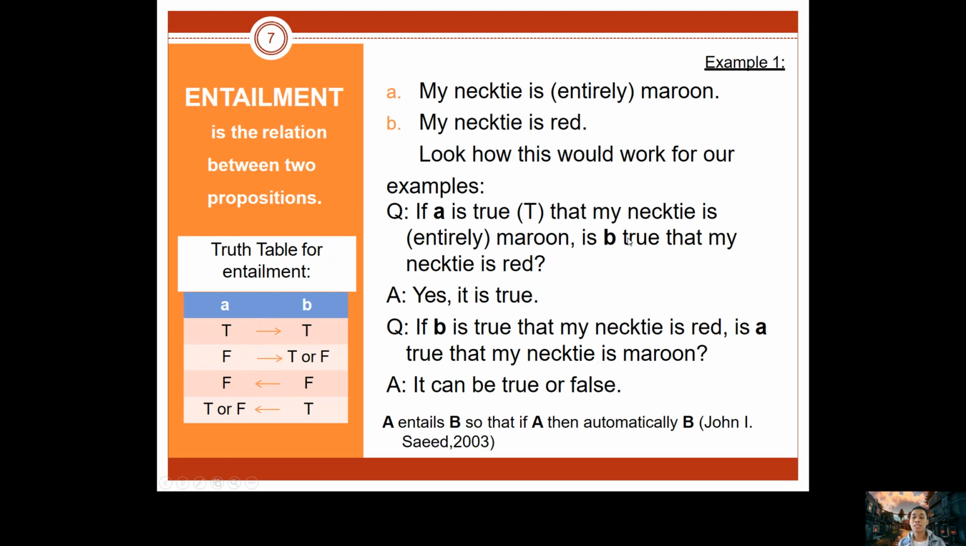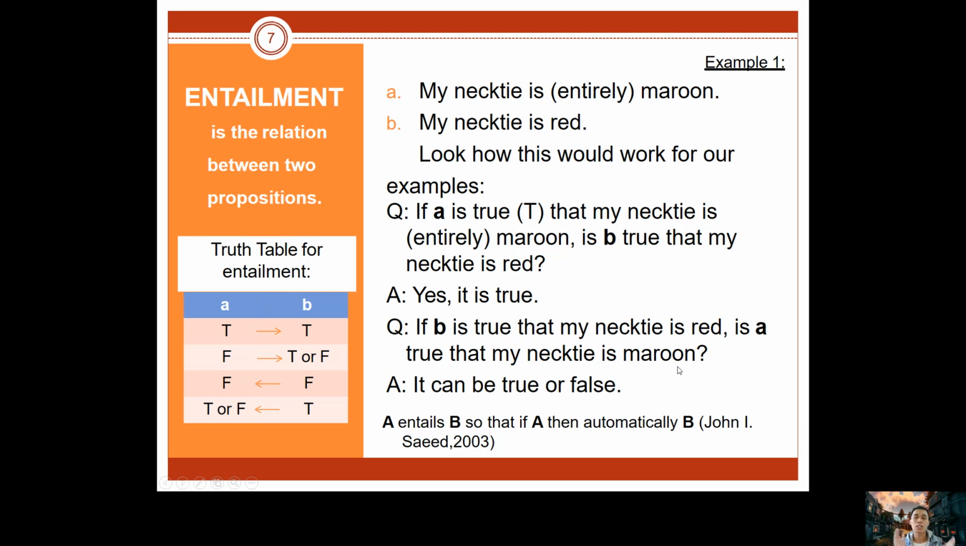This is true. Is B true? This is the second premise. Is it true that my necktie is red? Yes, I would answer yes, it is true. However, if B is true, that my necktie is red, then whether it is maroon can be true or false. It entails B, so that if A, then automatically B.